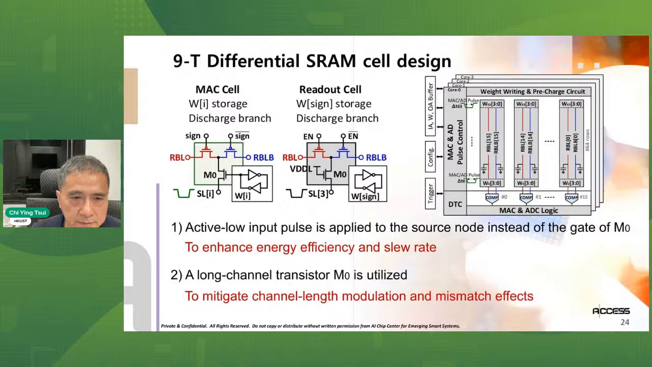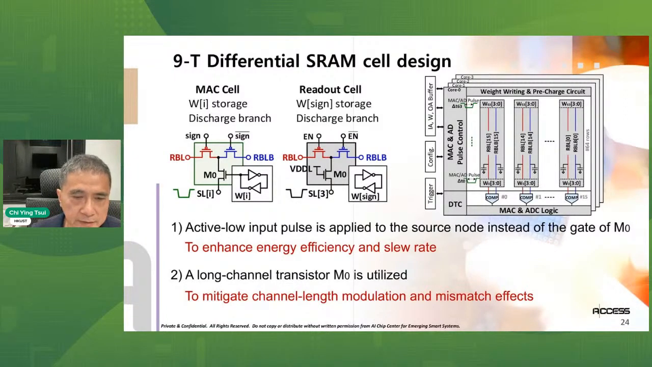So therefore, depends on the value of the 1 bit of the products of the activation and weight, either read line or read line bar will be discharged. Now, one of the things we modify from the 2T cell is that the input is no longer connected to the transistor in the word line, but instead the input pulse is applied on the source node of the transistor M0.